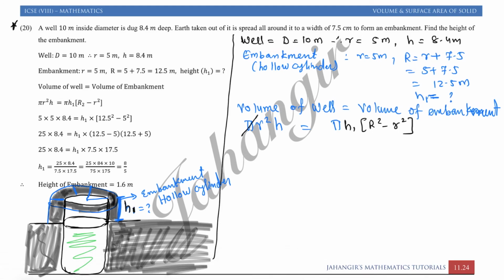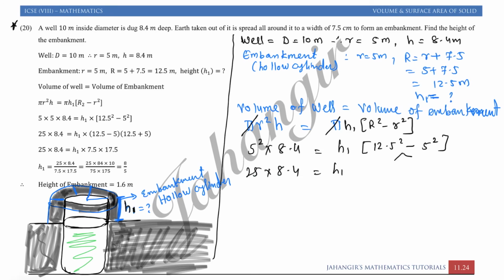So pi will get cancelled. r square is 5 square into 8.4, which is equal to h1 we have to find, and radius of the bigger circle is 12.5 square minus 5 square. So 25 into 8.4 is equal to h1.